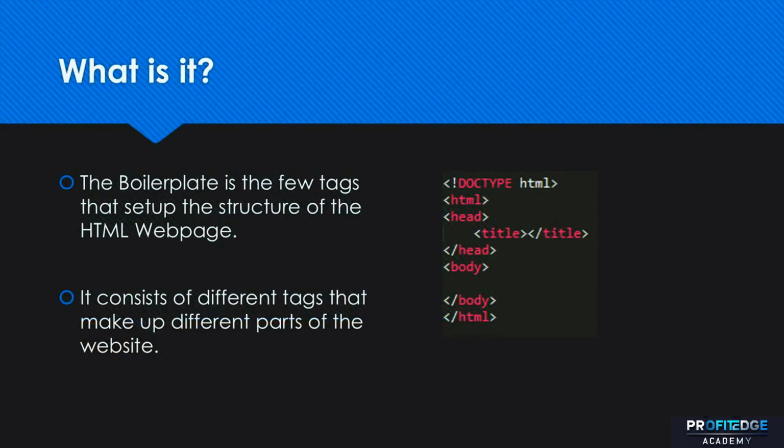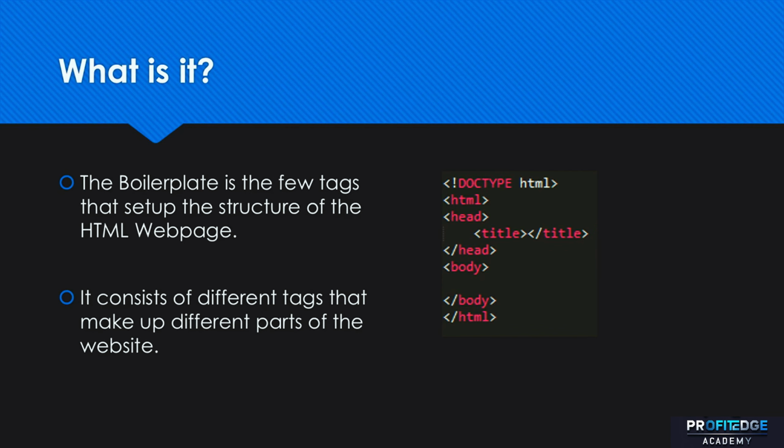So firstly, the boilerplate is a set of tags that is used to define the structure of an HTML document. So if you look at the example here, there's a lot of separate tags and there's a lot of different sections that will contain different parts of the web page. So why don't we go over those different parts?